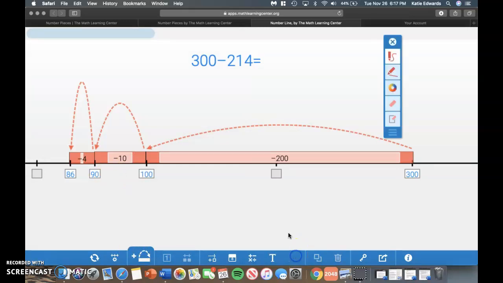And this is known because if you add 200 plus 10 and plus 4, that would get you 214, which is this number, which shows how we took away 214 from 300 to get our answer of 86.